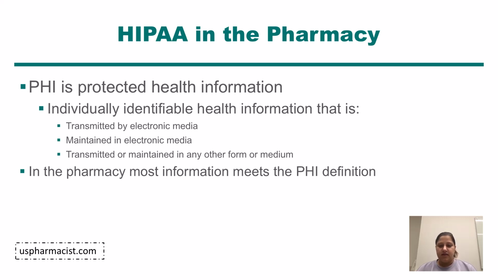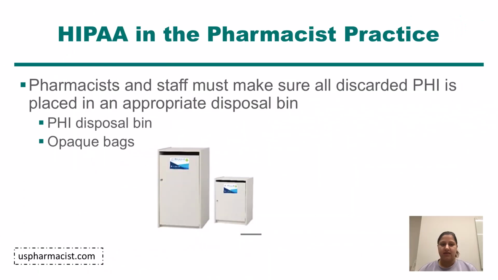HIPAA in the pharmacy. For pharmacy, it is important to know that the biggest area of HIPAA that you'll be dealing with as a pharmacist in the pharmacy is PHI, or protected health information. This can be anything that is either transmitted by electronic media, maintained in electronic media, transmitted or maintained in any other form or medium. It can be in any of these forms. And like I mentioned, most things in the pharmacy meet this PHI definition. And more things about this in the practice.